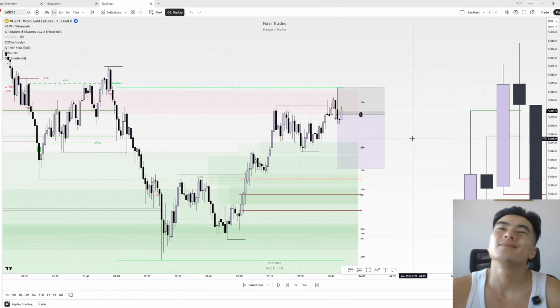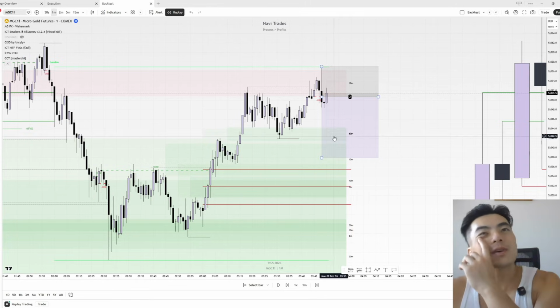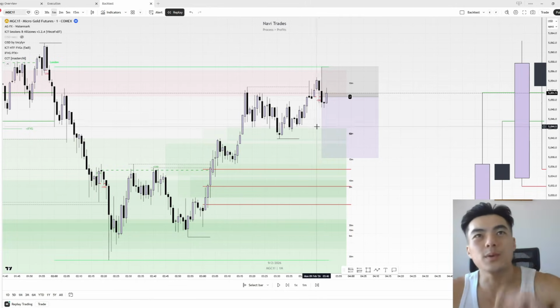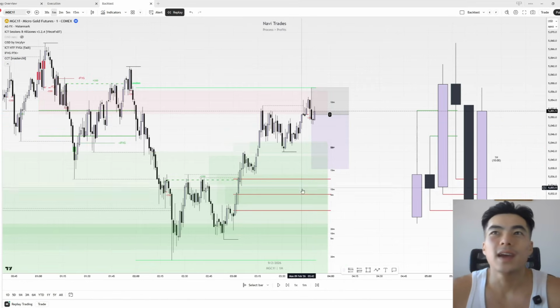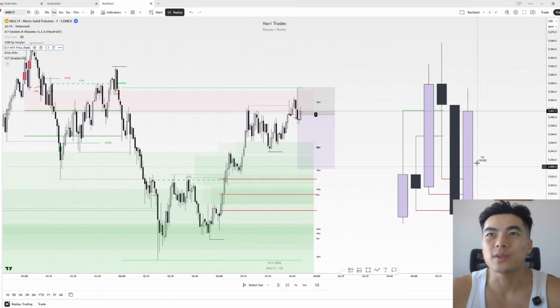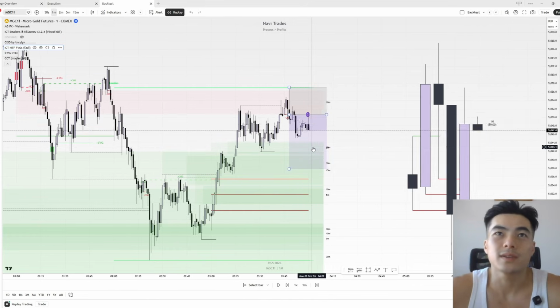Would I take this? No, I wouldn't take this. Even though there's a bit of distance until we reach the FEGs, we are quite overextended past the POIs. And at this point, it just looks like a bullish candle. It doesn't seem to be reversing at all. So, I do not love it.